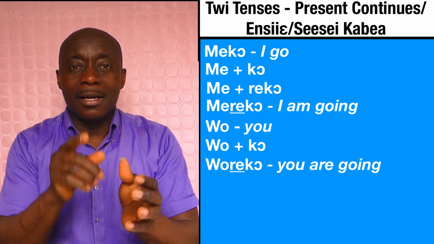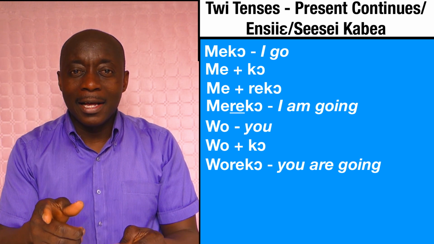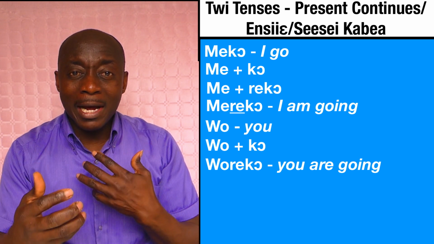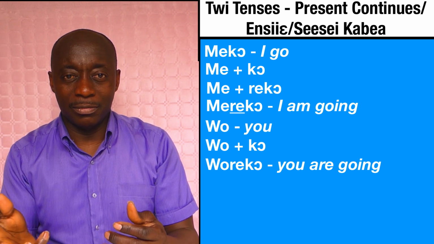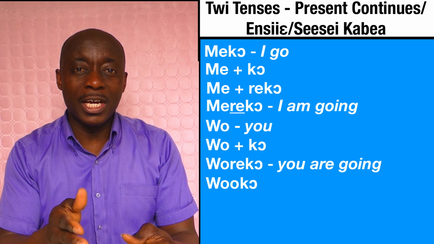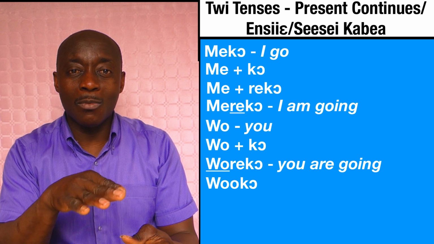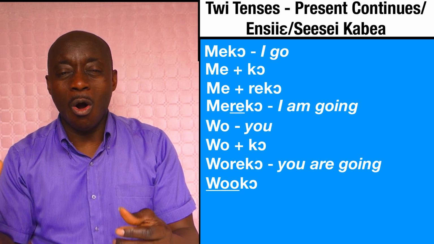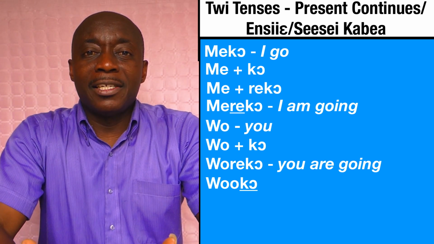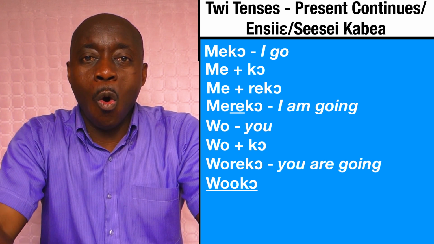For instance, I have written woreko, that is you are going. However, the way we pronounce it in normal daily conversations is different. In normal daily conversations, I will not say woreko, but I will say woko. What we do is that we double the vowel of the pronoun wo, so it will become woko, or just elongate the vowel and then add the verb. So in writing we write woreko, but in speaking we say woko.